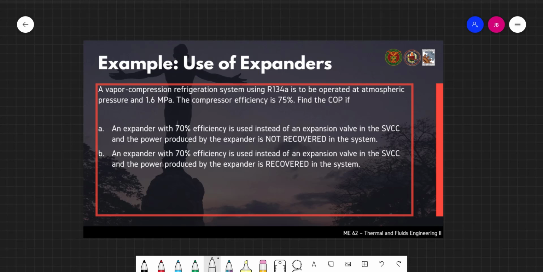Also, find the COP if an expander with 70% efficiency is used instead of an expansion valve in the SVCC and the power produced by the expander is recovered in the system. So, malinaw na ang pinapahanap dito ay yung COP ng dalawang cases. Yung una ay yung case wherein the expander work is not recovered at yung pangalawa ay recovered ng expander work.